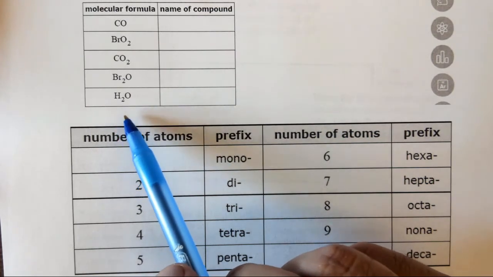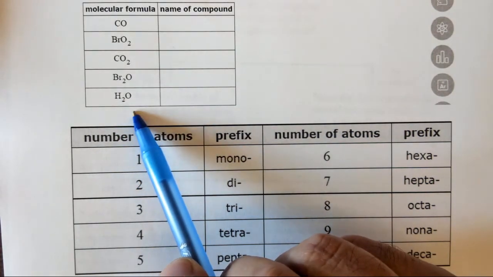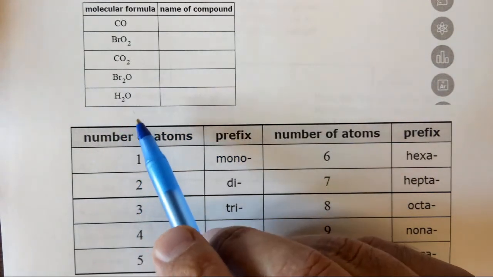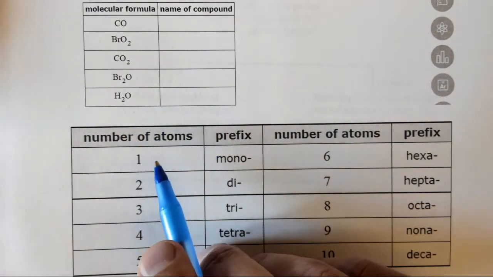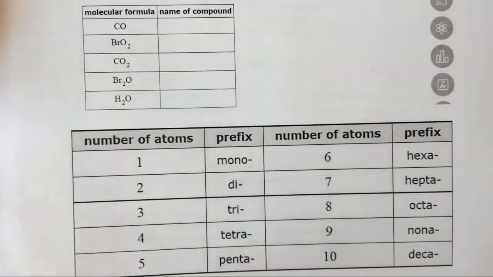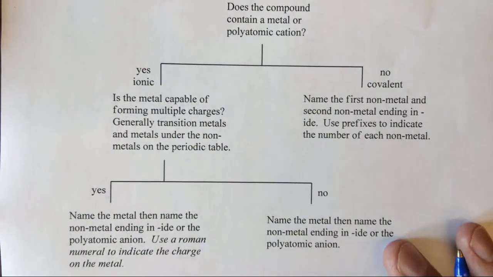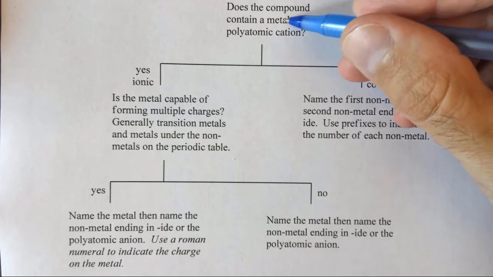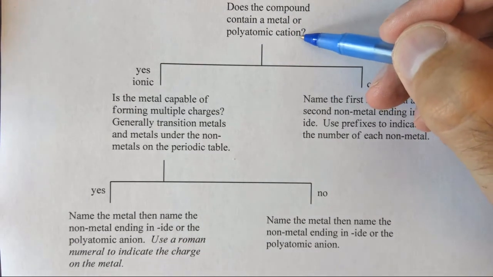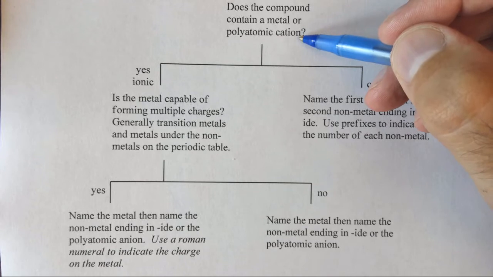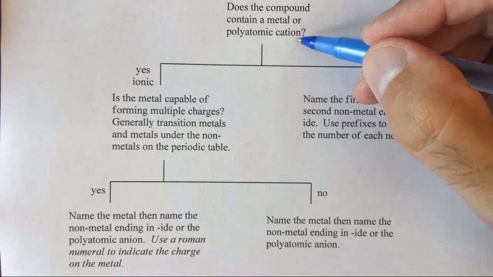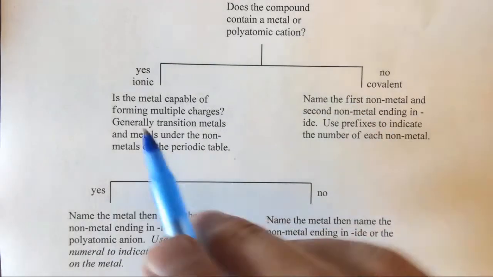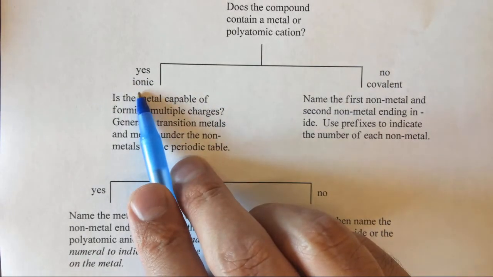And those different types of compounds would be covalent or molecular compounds, ionic compounds, and ionic compounds that contain metals that can form multiple charges. And that's where this flowchart can be very useful. In this flowchart, it kind of gives us an idea of how to do the different names. So here it says, does the compound contain a metal or a polyatomic cation, or a positively charged polyatomic ion like ammonium, NH4+? If we answer yes, then it's an ionic compound.